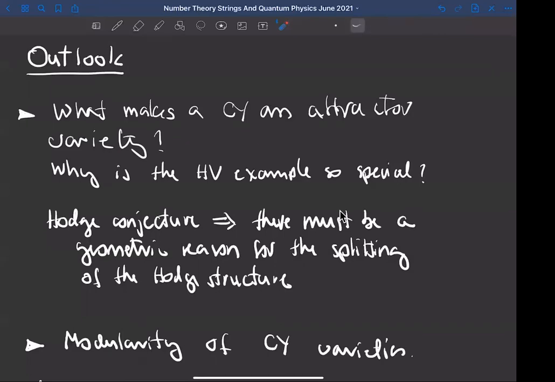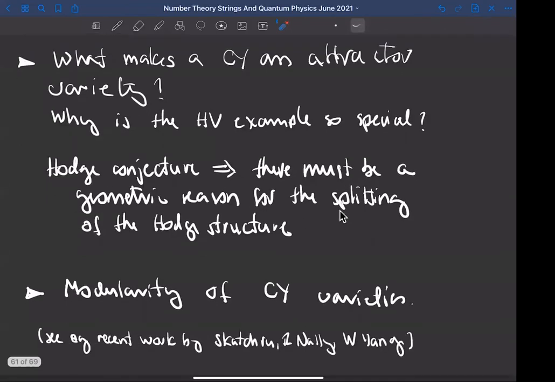As I said before, the Hodge conjecture means that there must be a very nice geometrical reason for the splitting of the Hodge structure, and therefore the splitting of the zeta function and all these nice modularity properties of the attractor varieties, really. So this is the bigger question that we want to understand. We want to work on modularity of Calabi-Yau varieties, but if you're a string theorist, this is very nice work, very interesting work per se in mathematics, but how does that affect the physics?